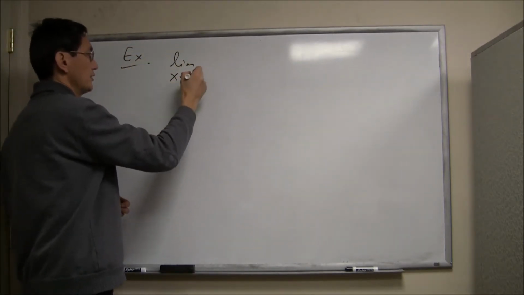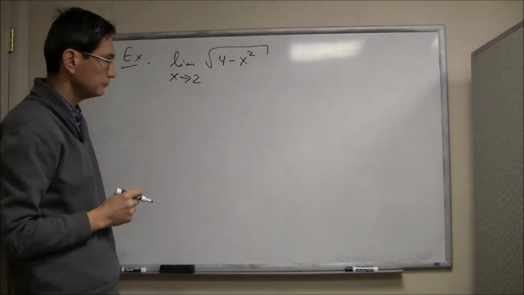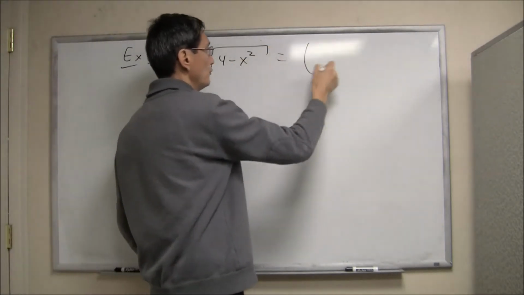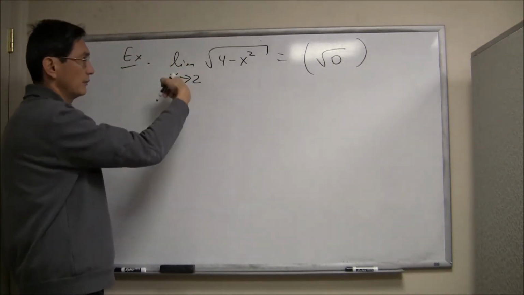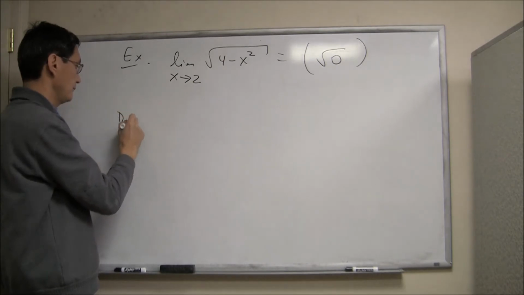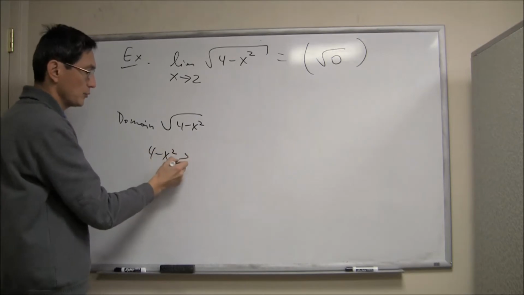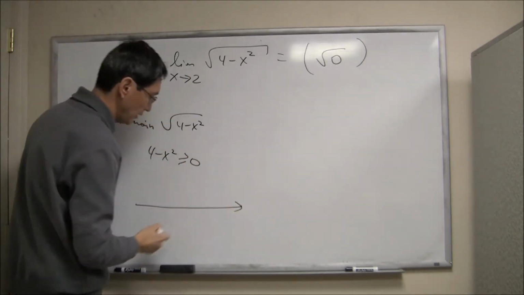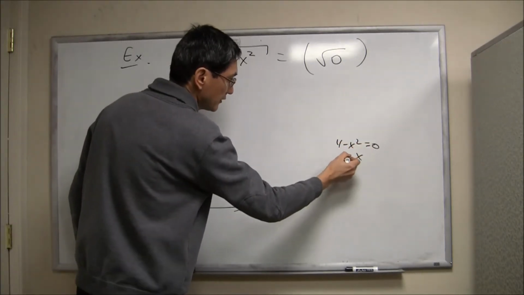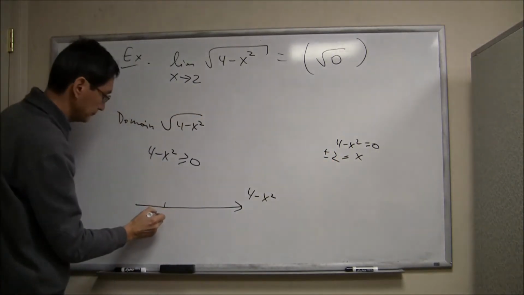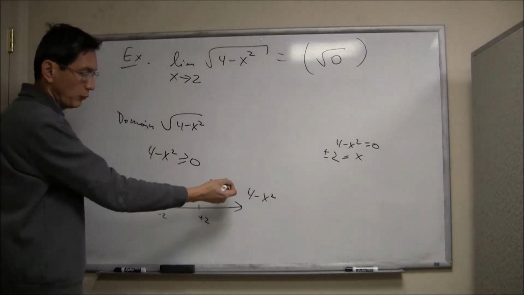Limit as x approaching 2 of square root of 4 minus x squared. If you try to plug in 2 for x, you get square root of 0. So let's look at the domain of square root of 4 minus x squared. We want 4 minus x squared to be at least 0. So we sketch 4 minus x squared. We find where it is 0: x equals plus or minus 2. And we figure out where it is positive and where negative.